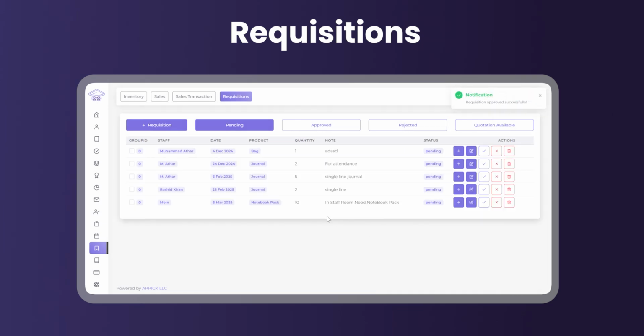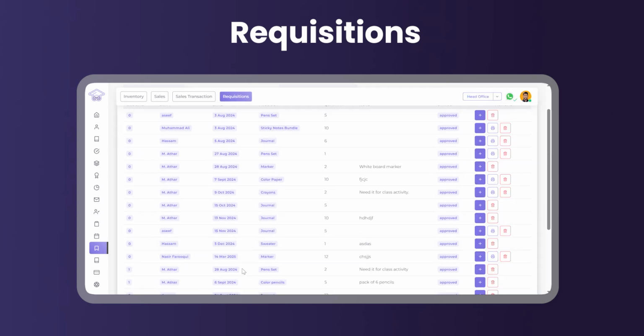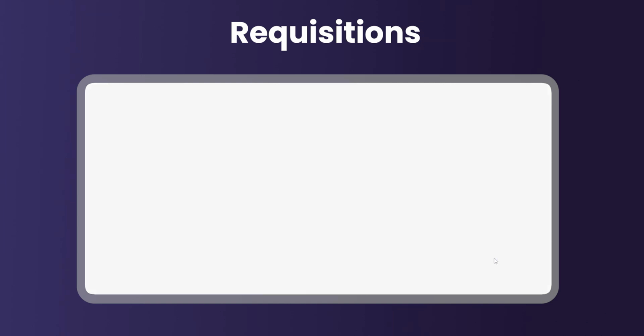Now, go to the Approved section and select the approved request. Click on Purchase Order and print the order.